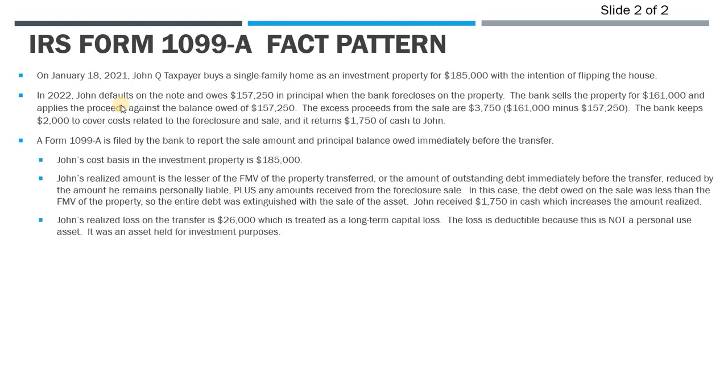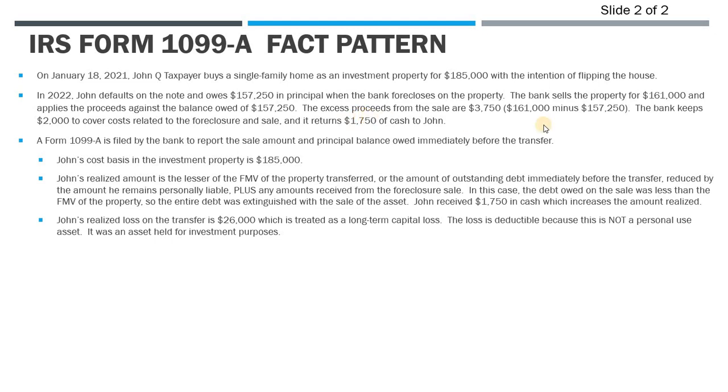And now in 2022, he can't find a buyer, right? Nothing's going right. And he ends up defaulting on the note, and he owes $157,250 in principal when the bank takes the property back. Now, the bank sells the property for $161,000. And they applied all of the proceeds against the balance owed of $157,250, right? So the sale proceeds cover the entire debt.